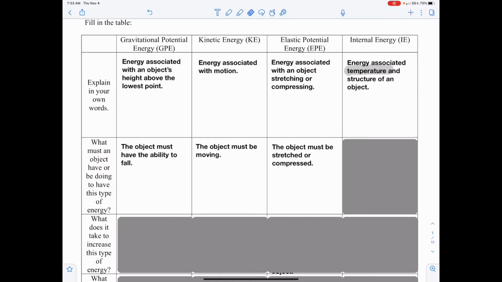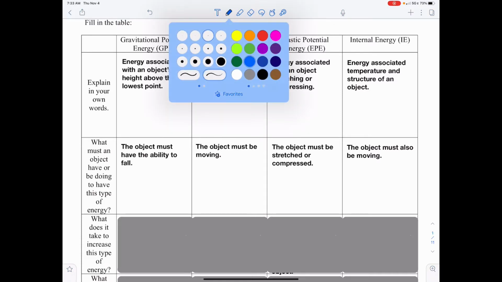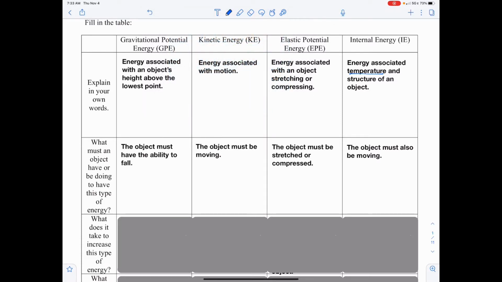And what must an object do to have internal energy? The object must also be moving. So why is this so? Because temperature is associated with the average kinetic energy of the particles. And if you have kinetic energy, you're moving.